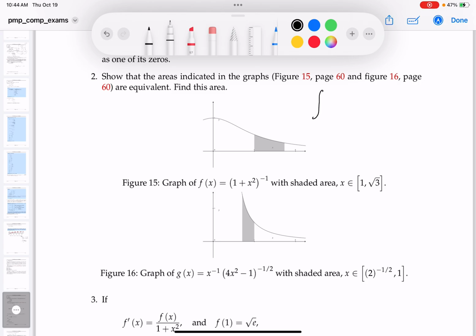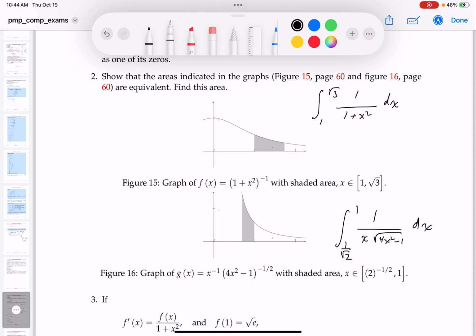It would be between 1 and root 3, and then you would get 1 over 1 plus x squared dx. I'm not sure what that is yet, but we'll do that later. And this guy's area over here is going to be between 1 over root 2, make sure I'm writing that down, up to 1. And then you're going to get 1 over x times the square root of 4x squared minus 1 dx.